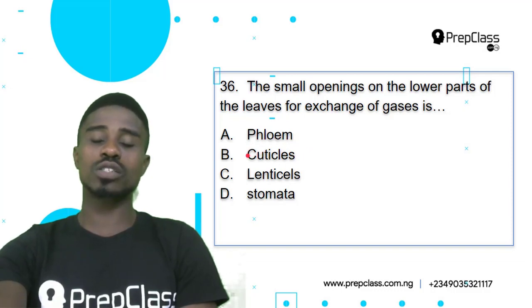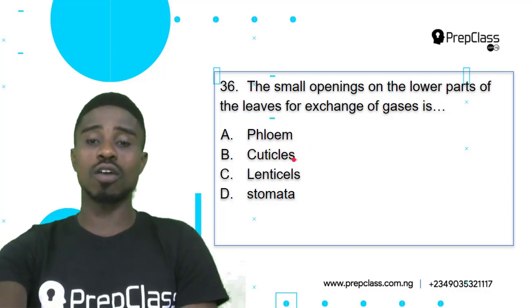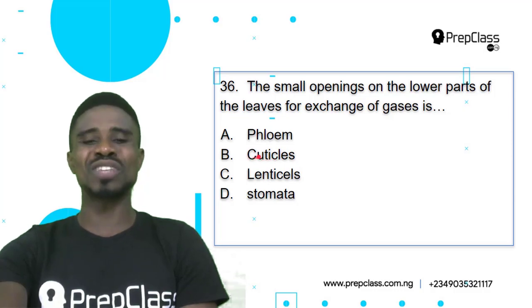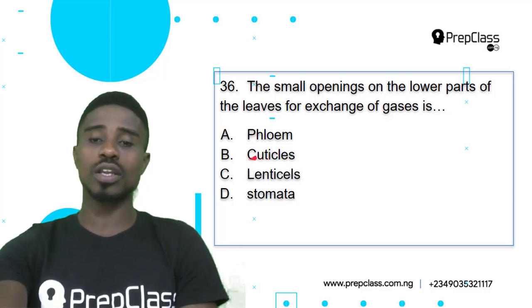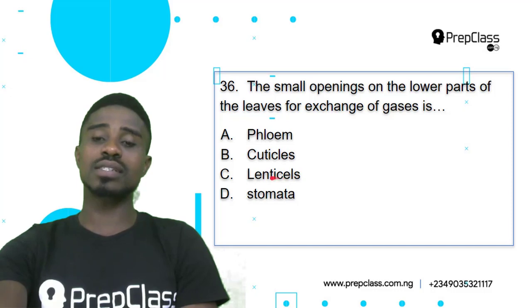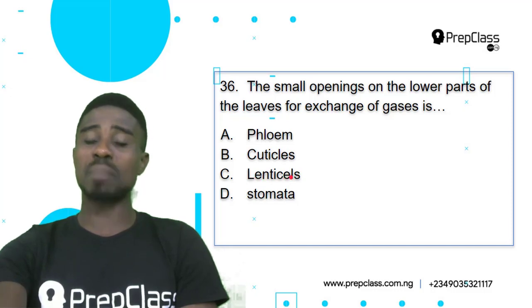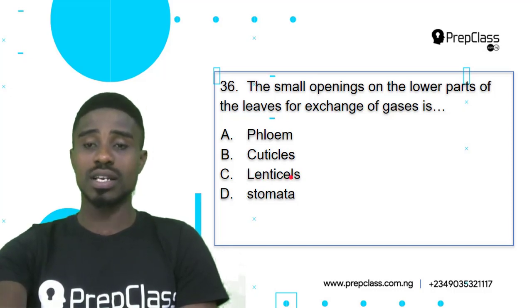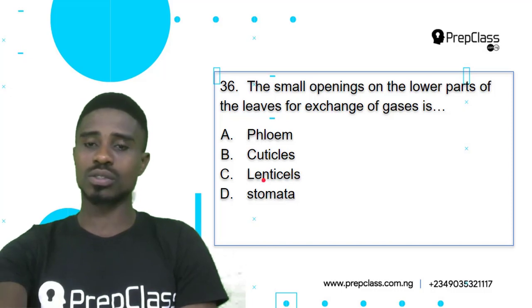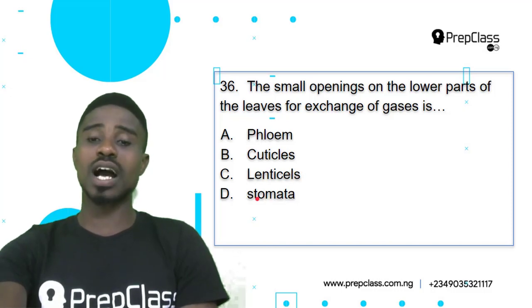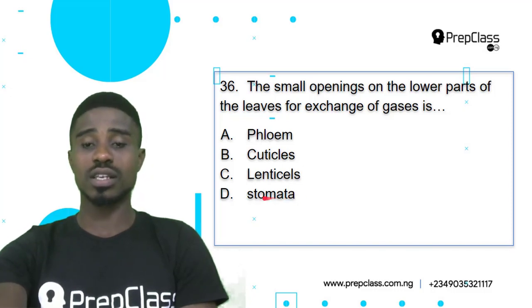Corticals make up the upper layer of the leaves. Now lenticels, they are majorly the tree barks. So this is not our correct answer. Stomata are the small openings on the leaves that are responsible for exchange of gases. So stomata is our correct answer.